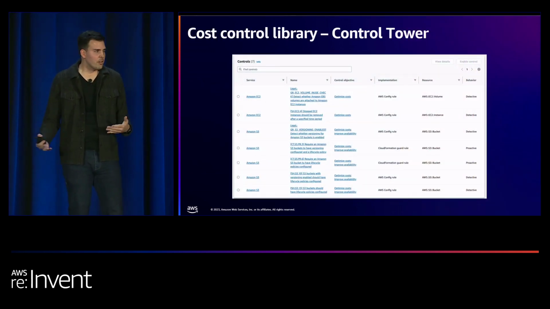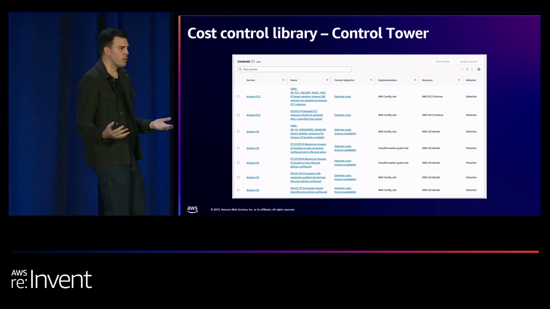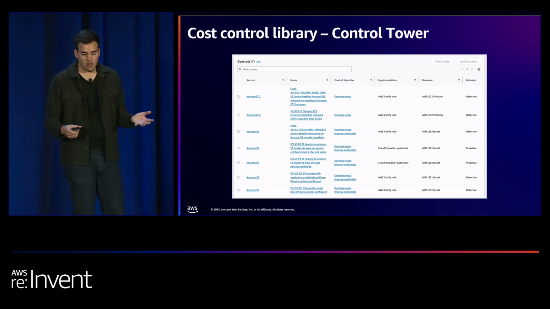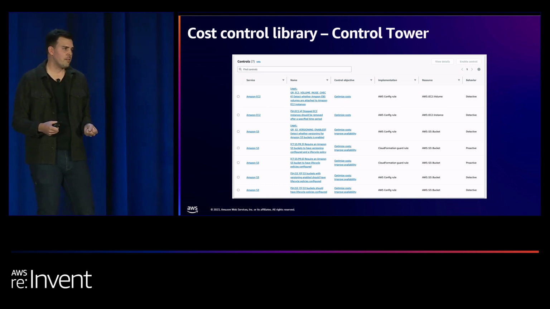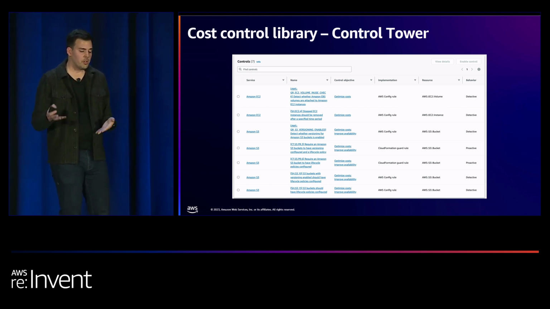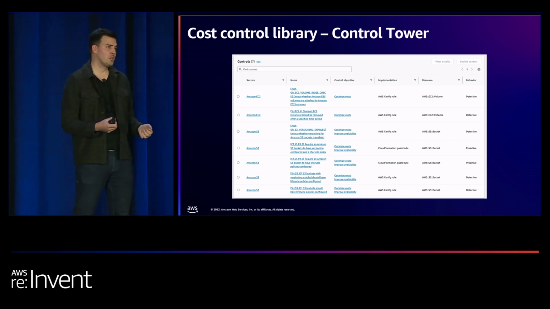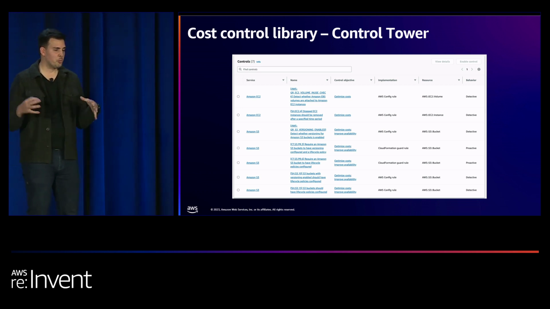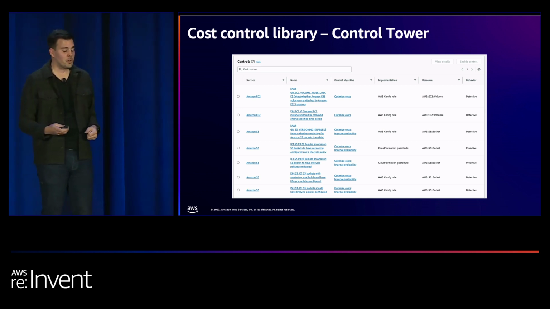Again, to Control Tower, the Control Tower has a whole library of controls. Specifically, they have some controls related to costs or optimizing costs within your environment. If you don't use Control Tower, you can still access this information and identify what Control Tower is doing and implement it within your organization. If you use Control Tower, this is here to easily implement within your Control Tower environment that you've built on your organization.